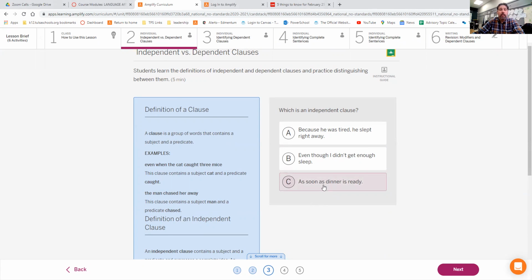The third one, we've got three options to choose from, and it asks us which one is an independent clause, okay? "Because he was tired, he slept right away," "even though I didn't get enough sleep," and "as soon as dinner is ready." "Even though I didn't get enough sleep" has a dependent marker, "even though," right? Because of that, at the end of that sentence, we're saying, yeah, what about it? What happened next? Same thing with this one. "As soon as dinner is ready," yeah, what? What happens? But the first one has both a dependent clause, "because he was tired," and an independent clause, "he slept right away." That is a full sentence.